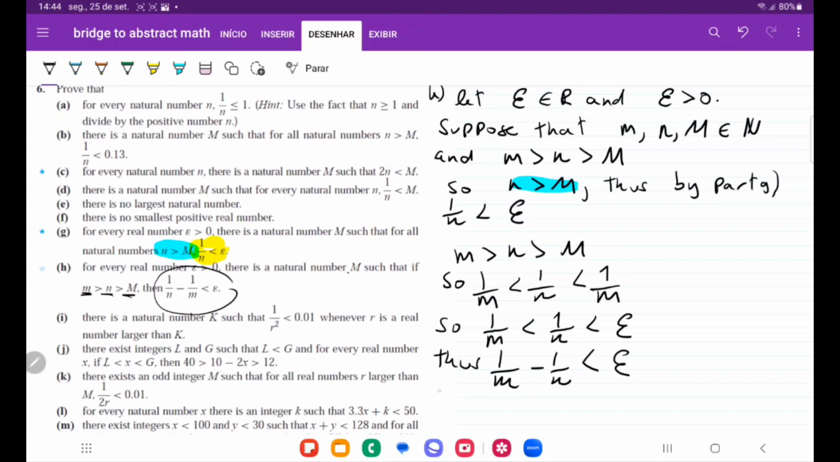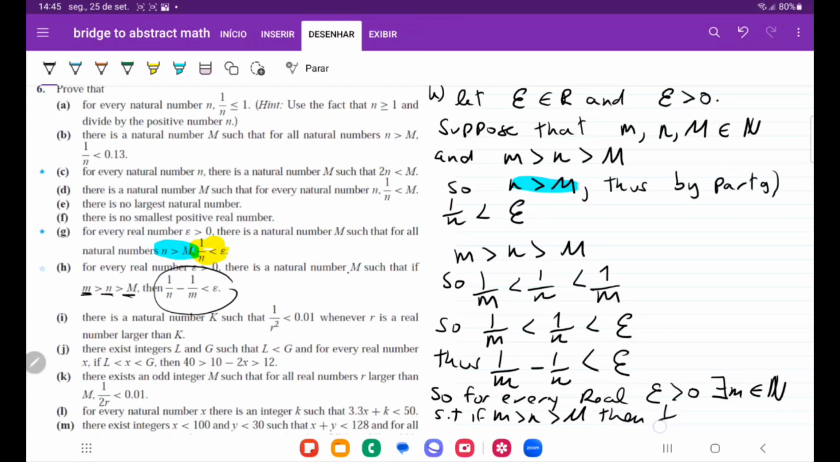And thus, for every real epsilon greater than 0, there exists an M belonging to the set of natural numbers such that if m greater than n greater than capital M, then 1 over n minus 1 over m is going to be less than epsilon. And that is it for item H.